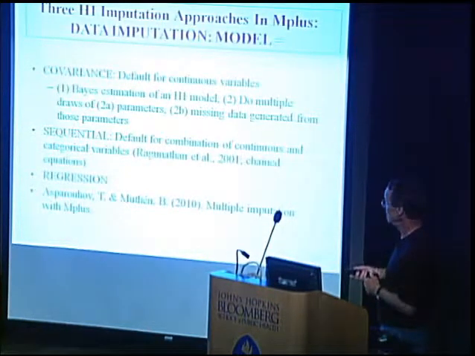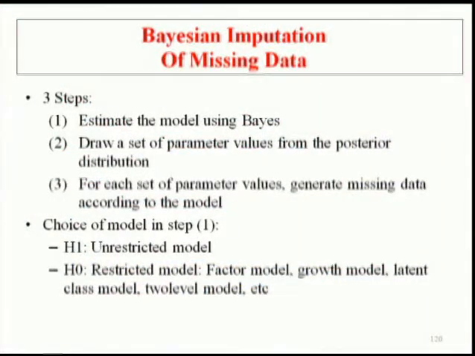Now in step 1 you have a choice in estimating the model using Bayes. Typically what's done in the literature and in software is to use an H1 model, an unrestricted model. But what's nice about Mplus is that you can also use an H0 model if you have a good model in mind, which is a restricted model, for instance, a factor model or a growth model or even a latent class model or a two-level model used in step 1. It will still give you parameter estimates and you can still go through steps 2 to 3.